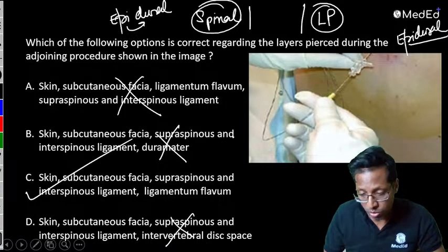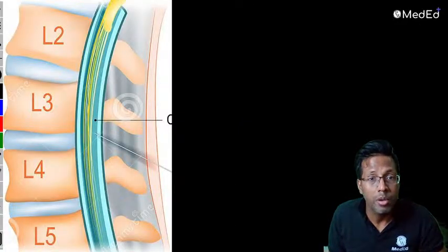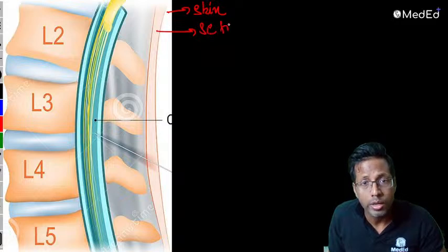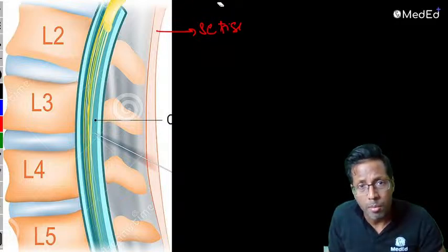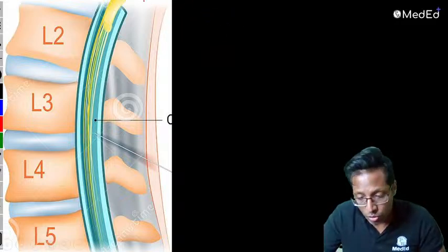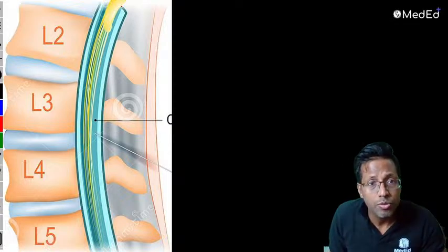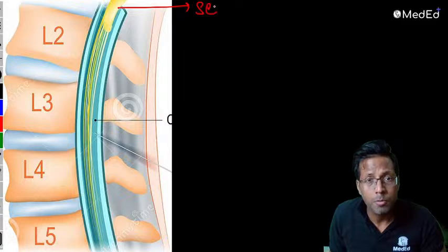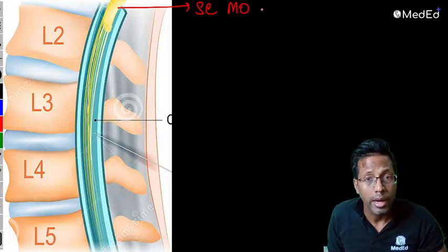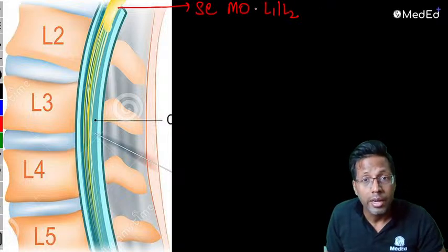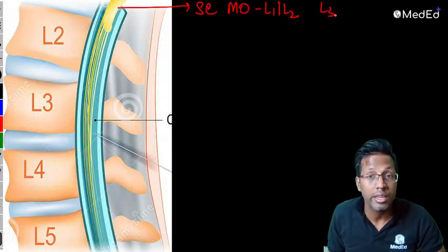So just to revise through this question and go through it fast, remember the first layer that you get to see is the skin. Then what you get to see is the subcutaneous tissue. Before I go there, remember this thing which you see over here is the spinal cord. Remember, spinal cord starts at medulla oblongata and ends at the lower border of L1, upper border of L2 in adults, and at the lower border of L3 in a child.